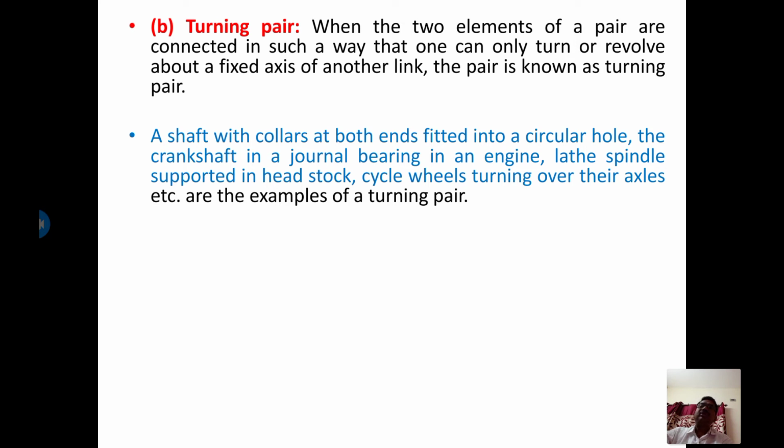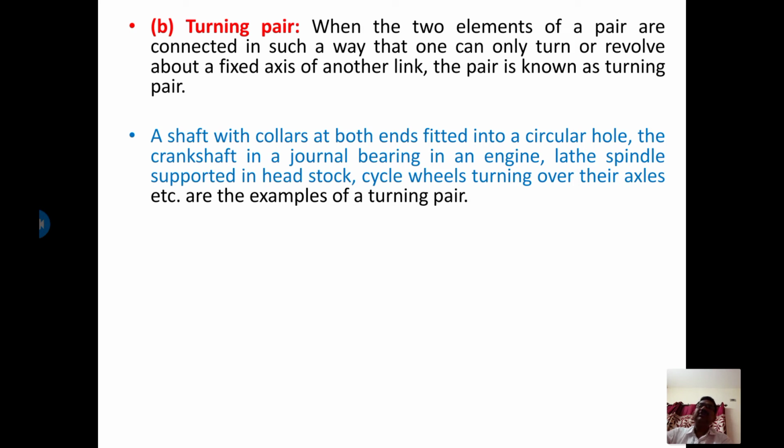A shaft with collars at both ends fitted into a circular hole is an example of this. The crankshaft in a journal bearing in an engine, a lathe spindle supported in the headstock, and cycle wheels turning over their axles are examples of a turning pair. The wheels are rotating about the axle.